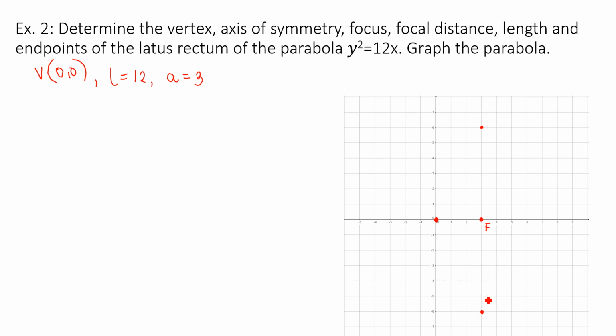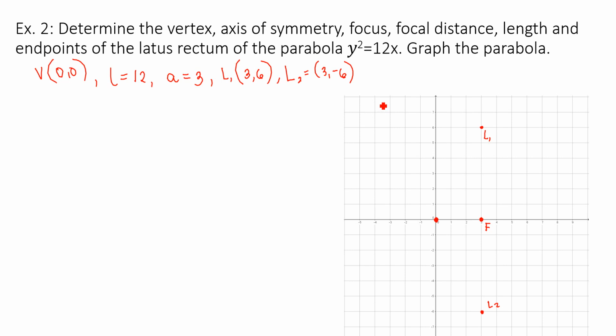Now, therefore, the endpoints of the latus rectum. Let's say this is L1. Our L1 has the coordinates (3, 6), and let's say this is L2. Then our L2, the endpoint of the latus rectum, is equal to (3, -6). And then sketch the graph.